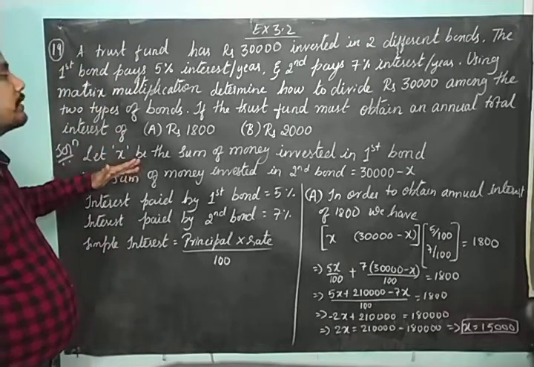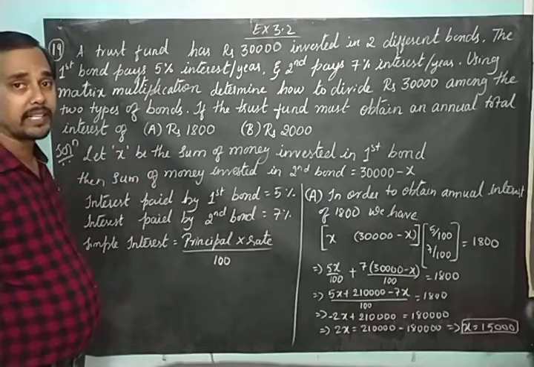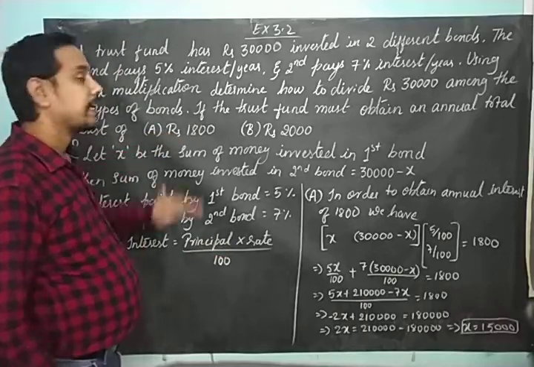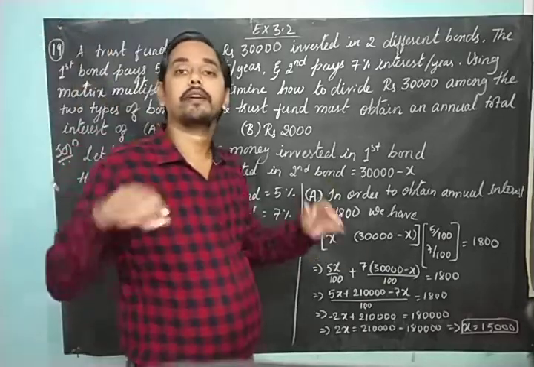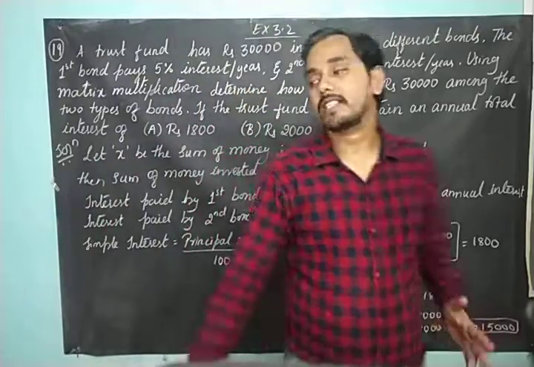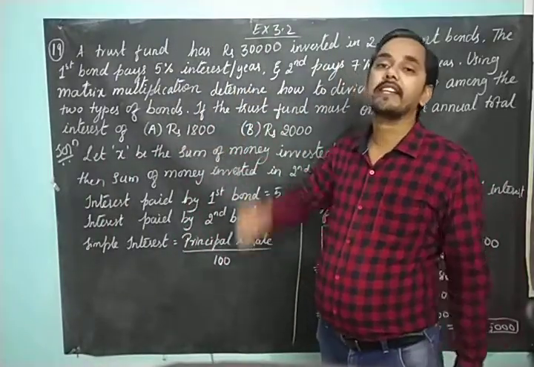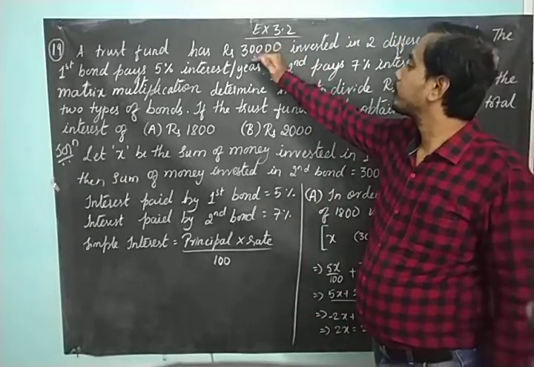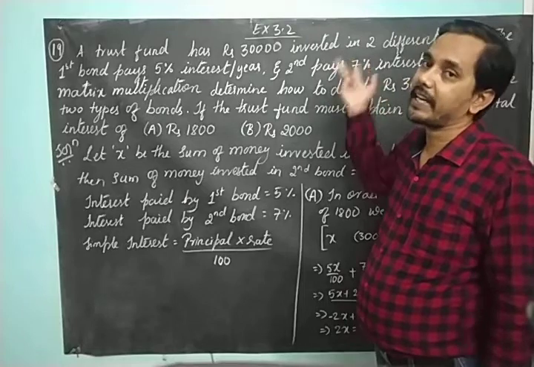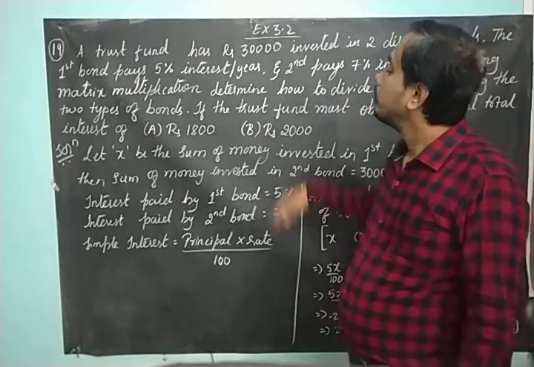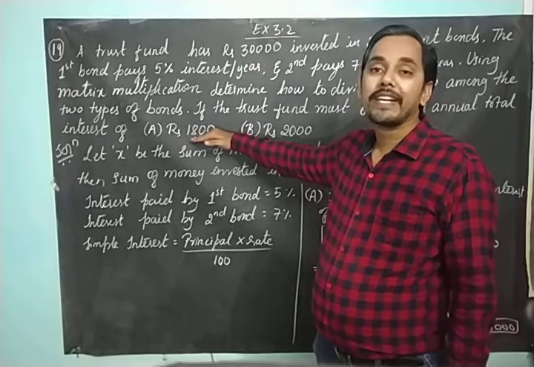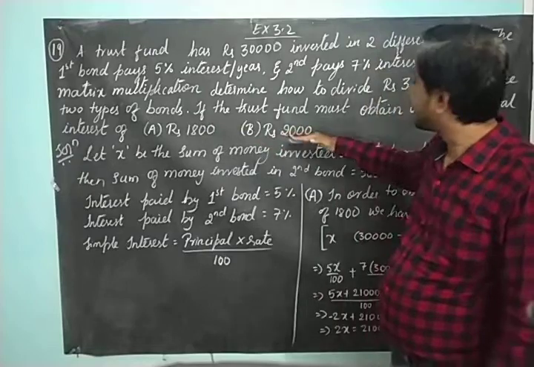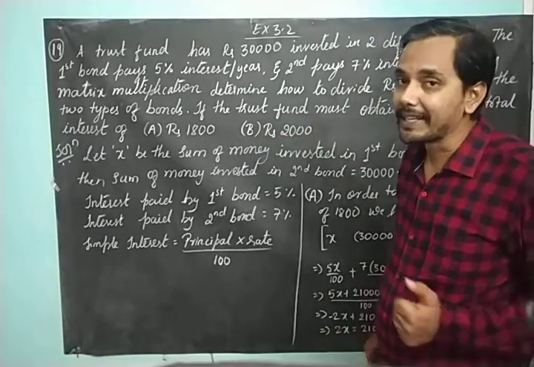So what is the condition? If there is no condition, you can divide it as you want, but there should be some condition. The amount should be divided and distributed in both the bonds in such a way that annually you get rupees 1800 as interest. Is that clear? So if you are dividing 30,000 rupees in two schemes and investing, in the first case you should get 1800 rupees as interest in 1 year, and in the second case you should get 2000 rupees as interest in 1 year.